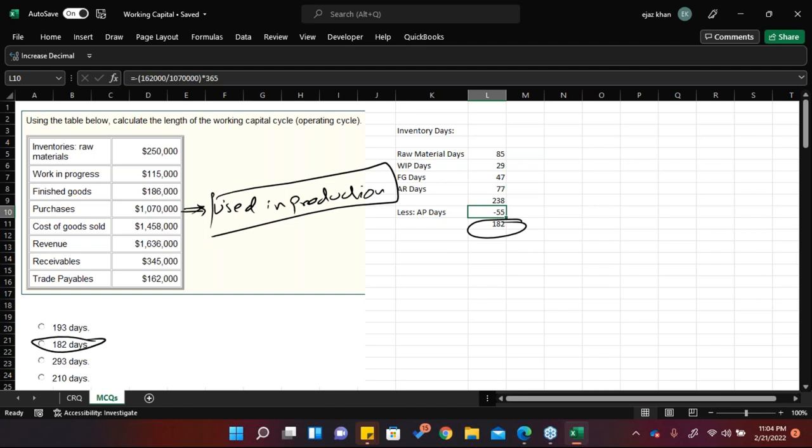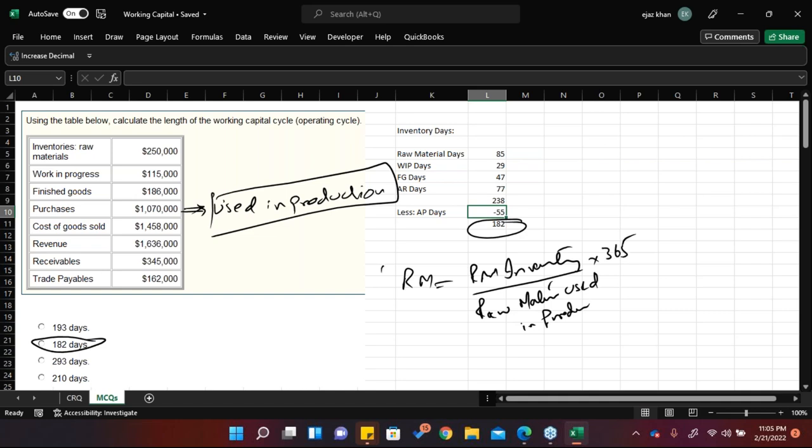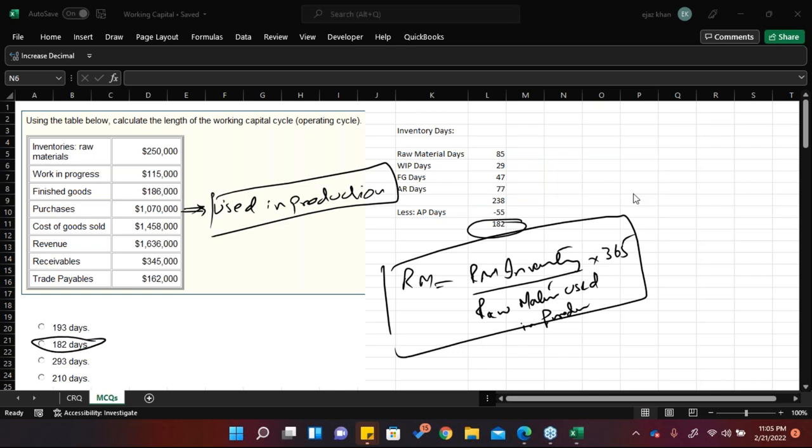So the original formula, remember the original formula for raw material days should always be raw material inventory divided by raw material used in production. That's the original formula. Yes, it's just an assumption then.